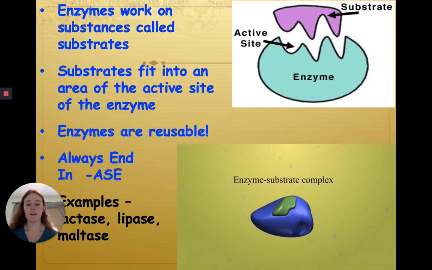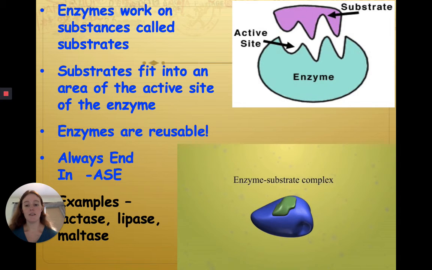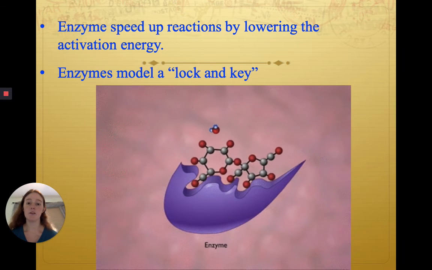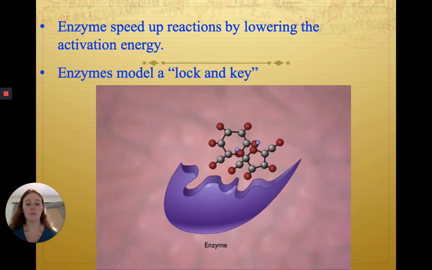Examples of these would be lactase, which is going to break down milk. Lipase is a fat-eating enzyme, and then there's also maltase. Enzymes are going to speed up your reactions by lowering the activation energy, and they're going to model a lock and key or a puzzle piece.